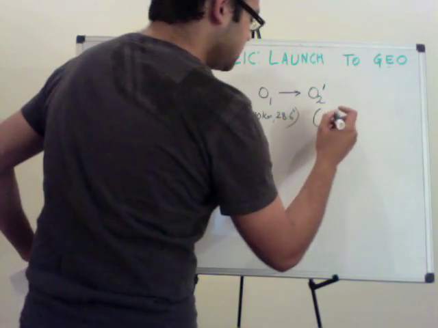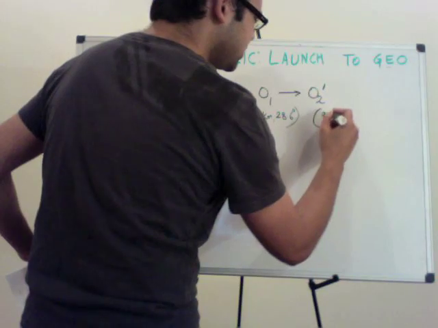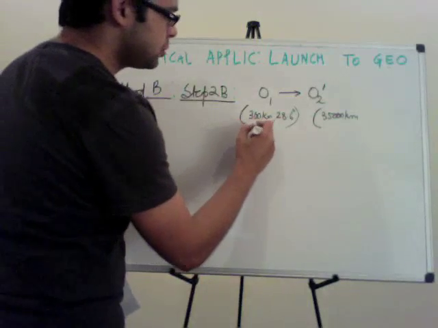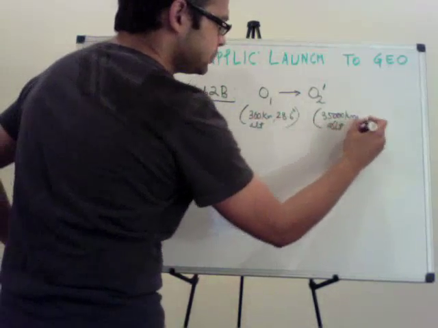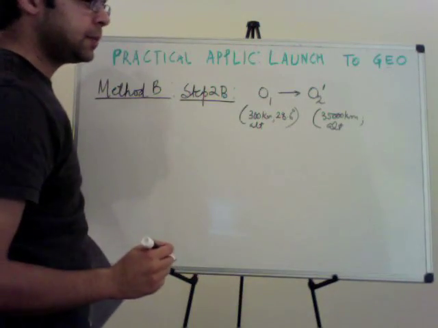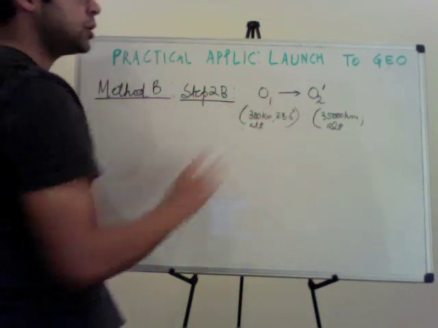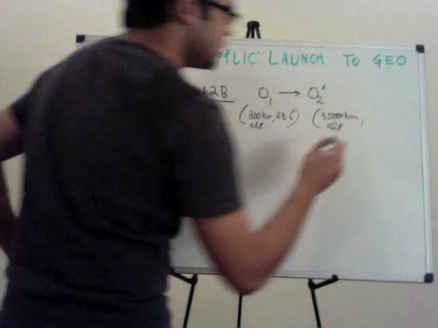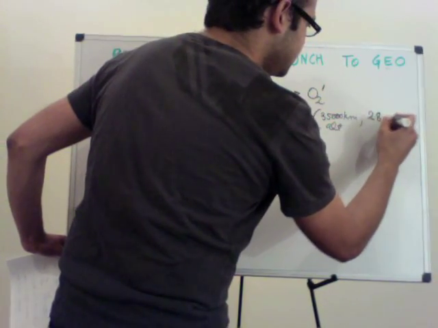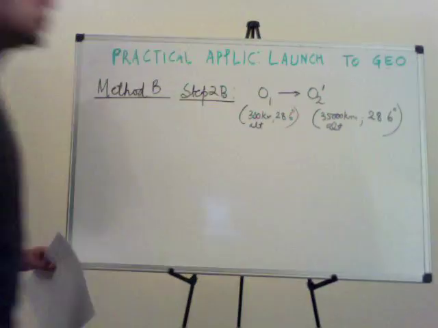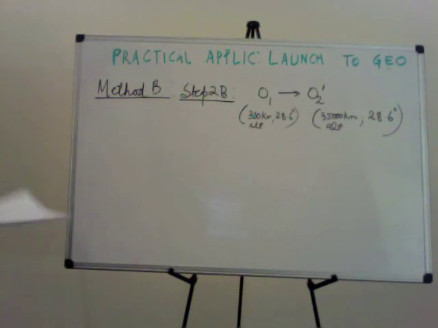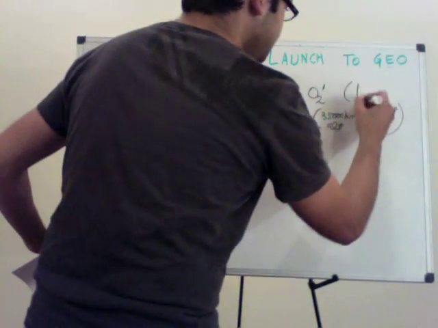O2 is, I'm going to say, 35,000 kilometers approximately. This is the altitude. Same size as GEO, right? The radius is 42,000. Altitude is 42,000 minus the radius of Earth, which is about 35,000 kilometers, and 28.6 degrees. Okay, so here's the Hohmann transfer that is needed. We are doing the Hohmann transfer first.